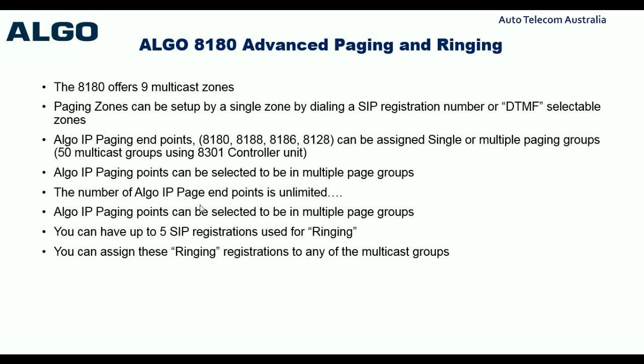Or if they dial the other option, or it comes in on a different set of lines and rings the other SIP registration, it can say this is a call from XYZ. At the extreme, you could do recordings, or you could just simply use different ringing, and the staff would know that the call they're about to pick up off the Algo is this one, or the other one. Quite flexible, very handy. You can assign these ringing registrations to any other multicasting groups, etc.